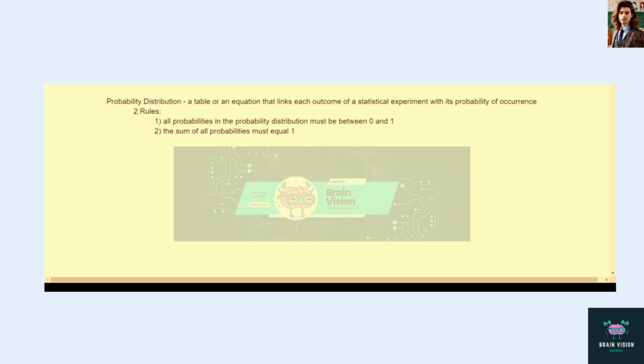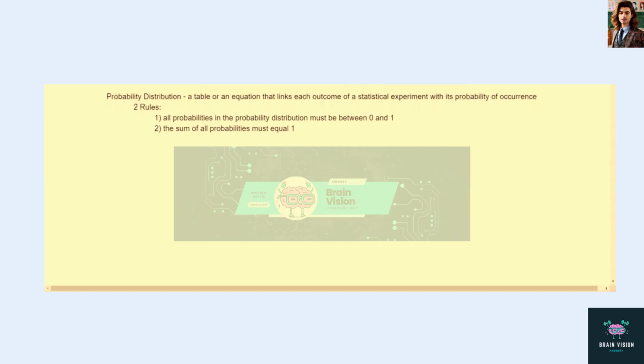Before we look at the distribution for today to determine if it is a probability distribution or not, we're going to review the definition of probability distribution. That is a table or an equation that links each outcome of a statistical experiment with its probability of occurrence. And we have to remember our two rules that go with probability distributions.